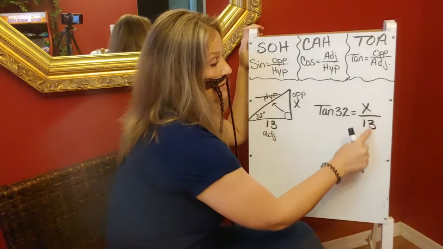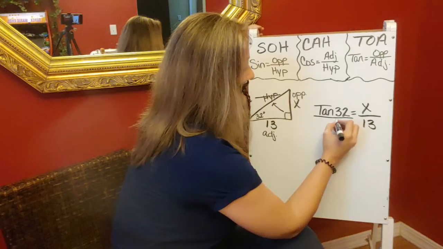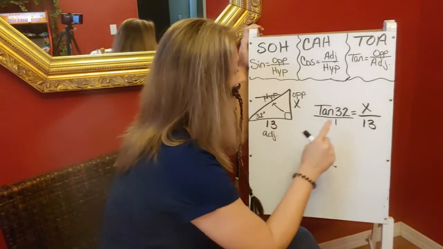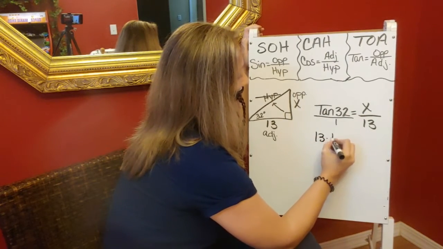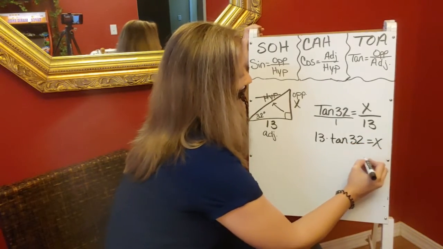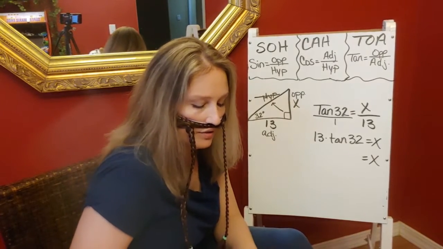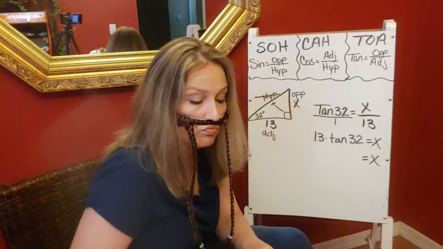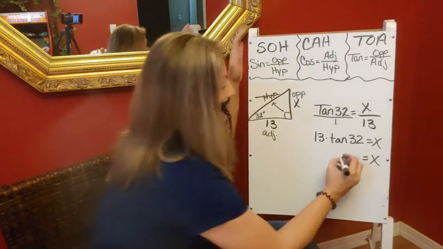So my variable is not in my denominator spot. So I know I'm not going to have to divide at the end of this. Woohoo! I'm going to put the tangent of 32 over 1 and I'm going to cross multiply. 13 times the tangent of 32 equals x. And I just have to put that in my calculator. 13 times the tangent of 32 gives me 8.1.